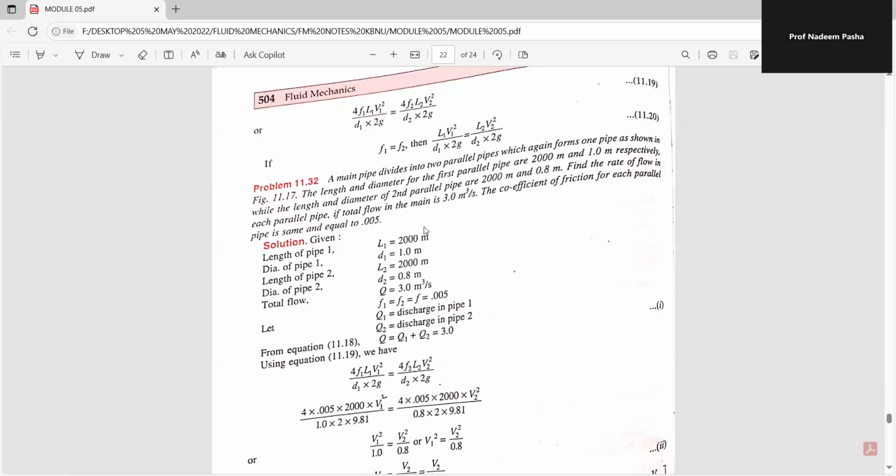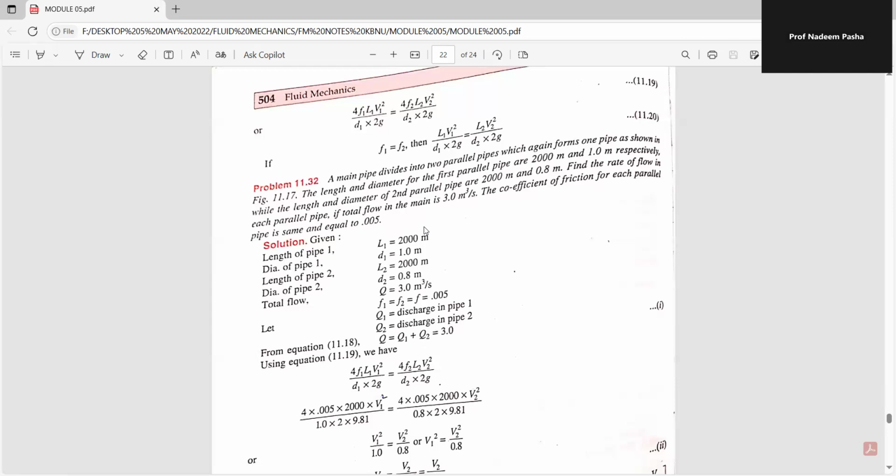Length of pipe 1, L1, is equal to 2000 meter. Diameter of pipe 1, D1, is equal to 1 meter. Length of pipe 2, L2, is equal to 2000 meter. Diameter of pipe 2, D2, is equal to 0.8 meter. Total flow Q is equal to 3 meter cube per second. F1 is equal to F2 equal to F, which is 0.005. It is given to you.